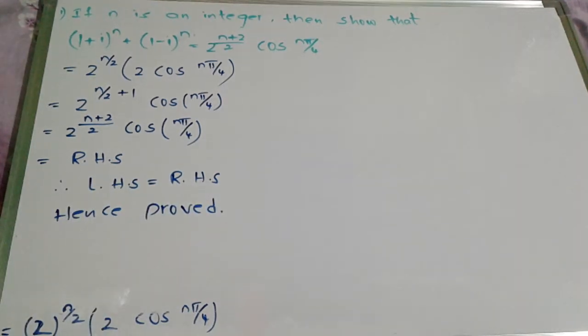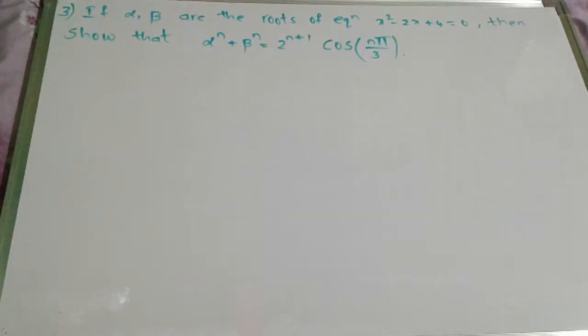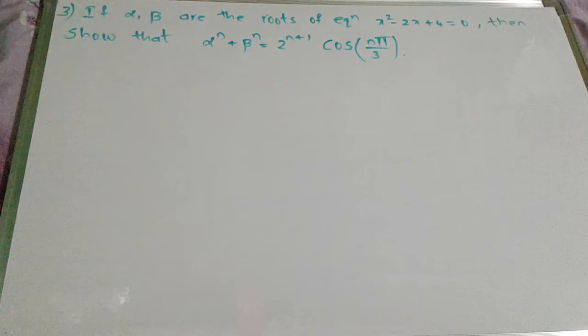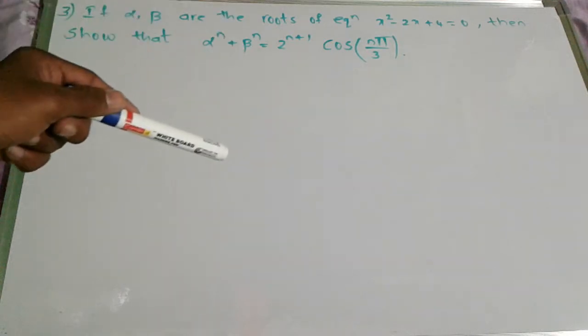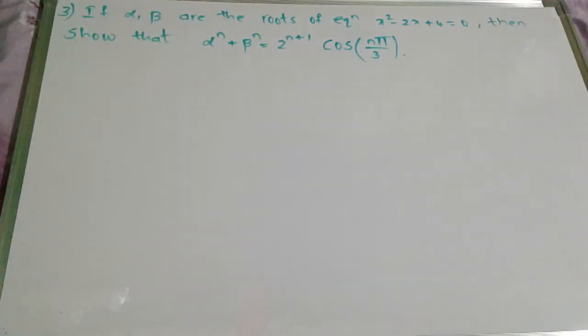That's all. Now coming to the third one. Okay guys, third problem. In order to solve this problem, we have to do three things, right? First, we have to find the roots of this quadratic equation, and then after finding the roots, we have to find the polar form of those roots, and after simplification we have to apply de Moivre's theorem. Then we get this RHS part, and let's do it.